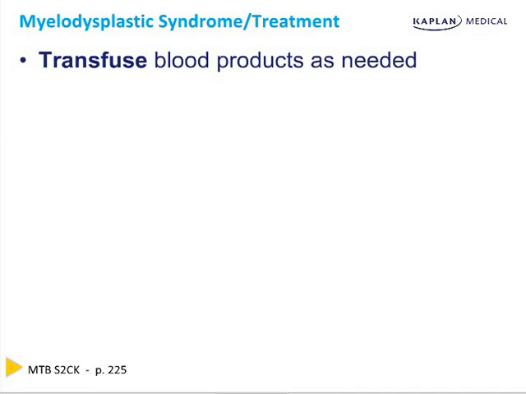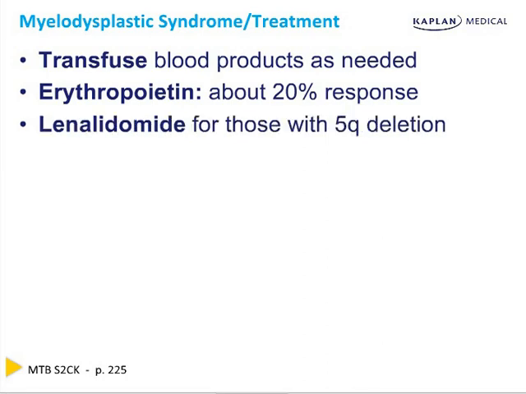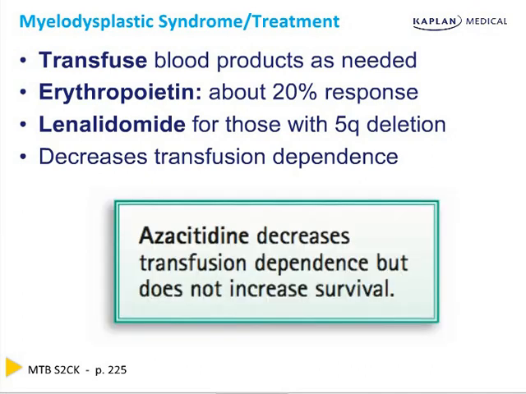You give red cells most of the time. We don't transfuse white cells because they don't work. We use erythropoietin, although 80% of the people don't respond, but you try it and see who does respond. Lenalidomide, especially for those with a 5q deletion. Lenalidomide, which is a derivative of thalidomide, a TNF inhibitor. Lenalidomide decreases the need for transfusions. Very important. Azacitidine is another chemotherapeutic agent that decreases transfusion dependence, but unfortunately it doesn't increase survival.